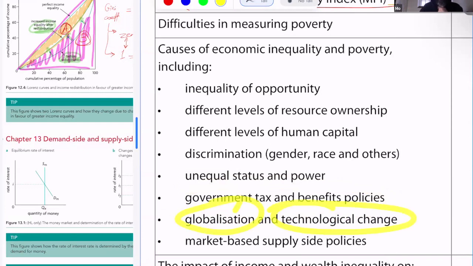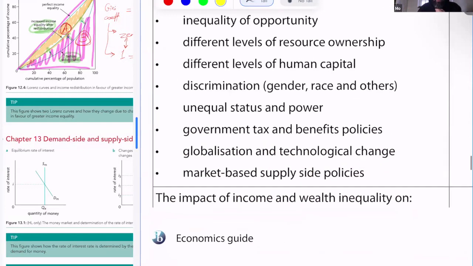Globalization and technological change can be a cause of inequality and poverty, especially because when factories shut down and move to poorer countries where labor costs are cheaper, that is one of the side effects of globalization. That puts a lot of people out of jobs. Or technological change. A lot of people lose their jobs because machines can now do those jobs better and cheaper in the long run. So globalization can cause inequality and poverty.